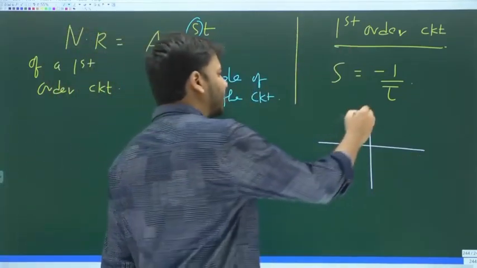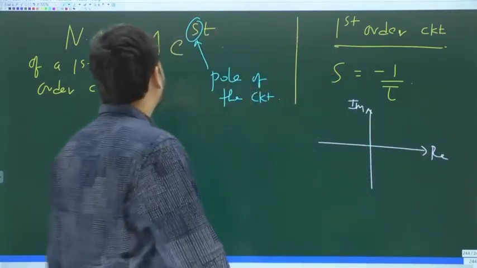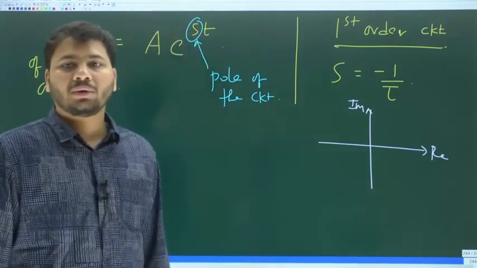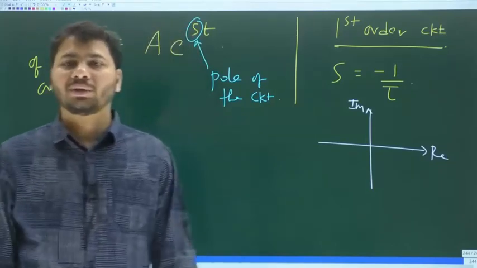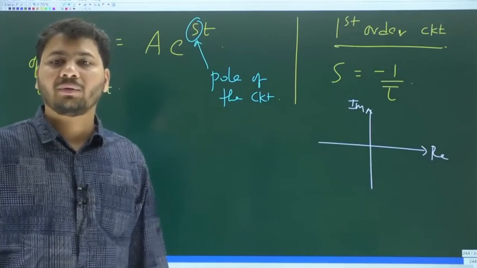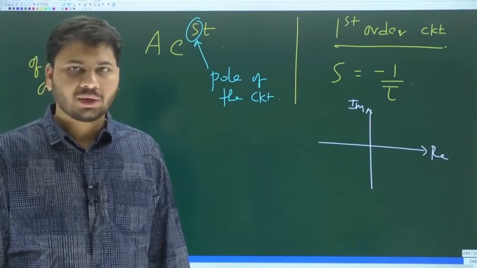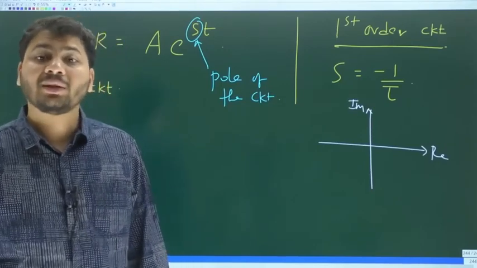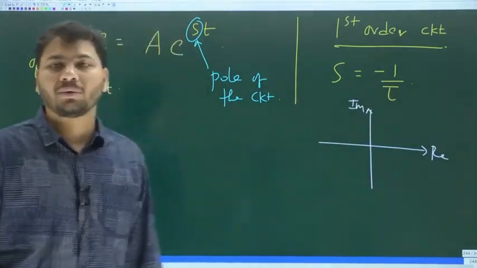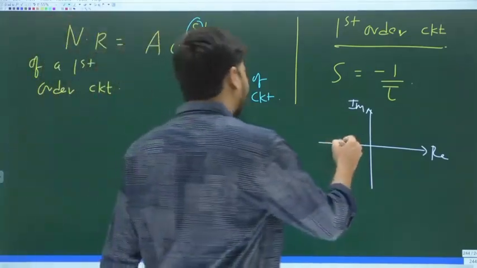So if I have to show this pole on the complex plane, this is the complex plane. This is the imaginary axis. This is the real axis. So where does the pole lie? Please type in the chat box. Where does this minus 1 by tau lie? Does it not lie on the negative real axis? Left half, that's for sure, but it will lie where? On the negative real axis, because the pole location is minus 1 by tau, which is negative real. So it will lie on the negative real axis. Yes or no?